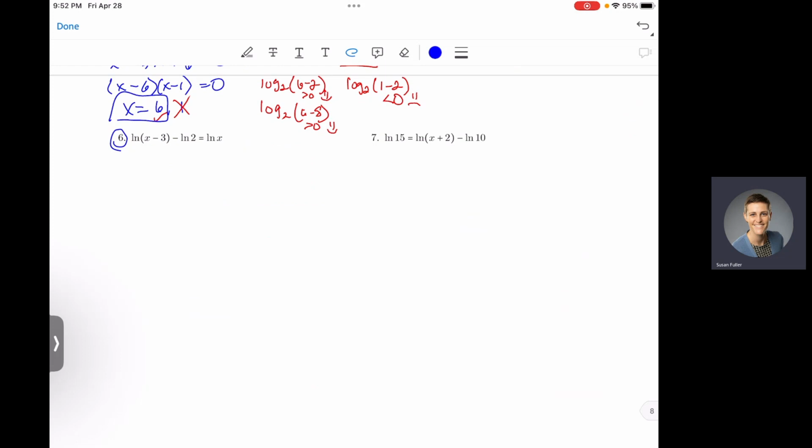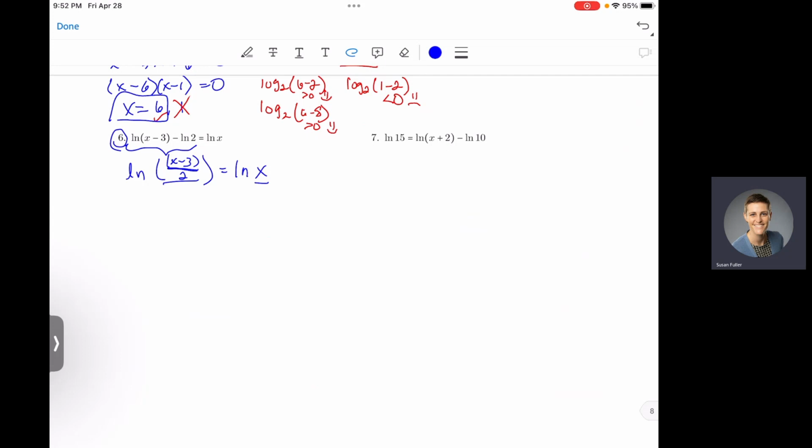So I'm going to turn this into case 2, and I'm going to combine these two things on the left. ln of x minus 3 minus the ln of 2. Well, I'm going to condense those into a single logarithm. x minus 3 has a positive log. It goes on top. And 2 has a negative logarithm. It goes on the bottom. So I'm going to combine these into a single log. Subtraction outside turns into division inside. And then I have an ln x on the other side.